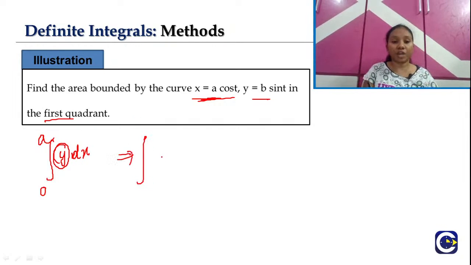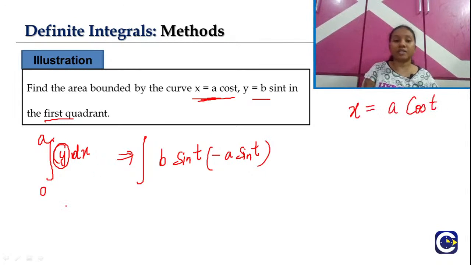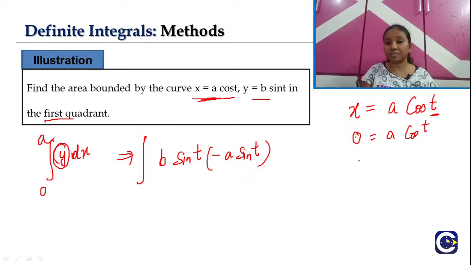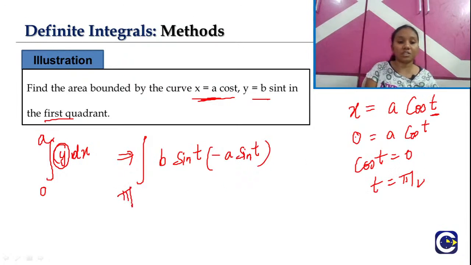If I convert my function, it will be the y function, that is b sin t, into the differentiation of the x function, which is minus a sin t. Right guys? So now initially our limits are 0 and a. So these 0 to a are my x limits. Here what is my x? x is equal to a cos t. So let us substitute these x values here so that we can get the corresponding limits for our t variable. If I substitute 0 here, it will be 0 equals a cos t. That means cos t will be 0. So cos t is 0 when t equals pi by 2. So here my limit turns out to be pi by 2.